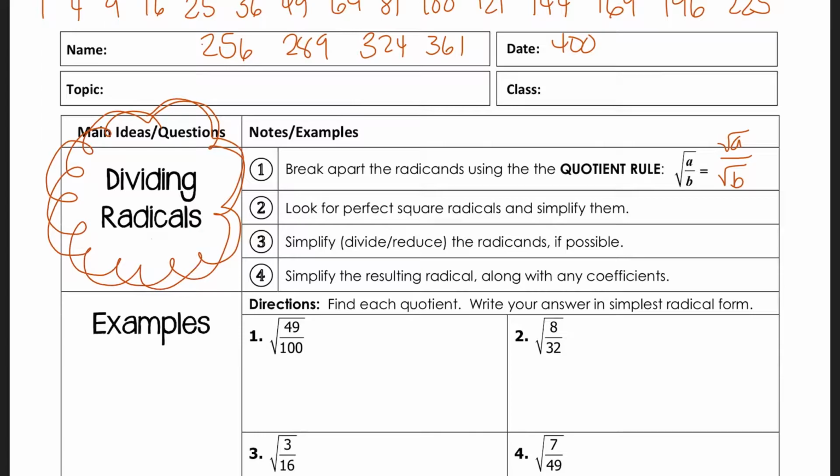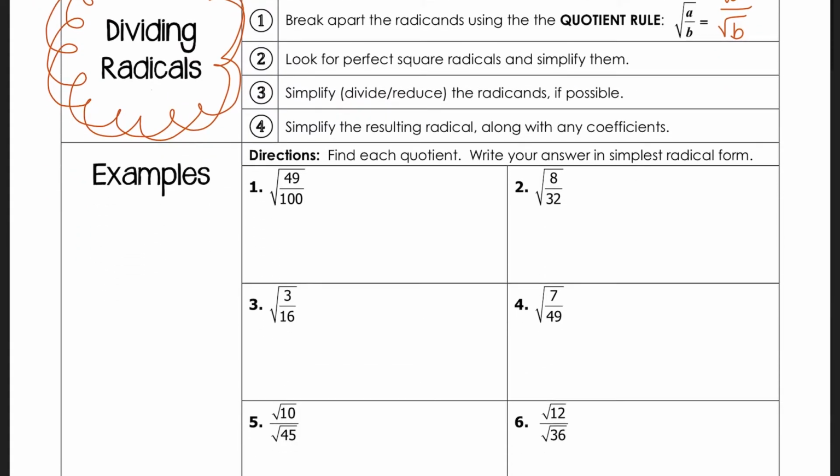You're going to simplify your perfect square radicals. Then we're going to simplify the radicands. And I'll show you how to do that in just one second. Finally, you're going to simplify the resulting radical along with any coefficients.